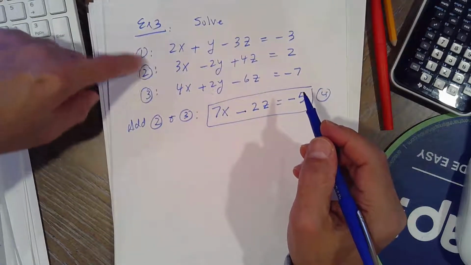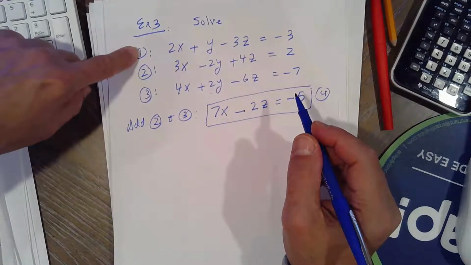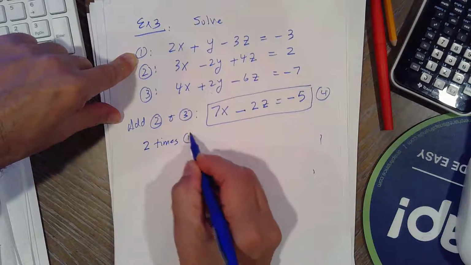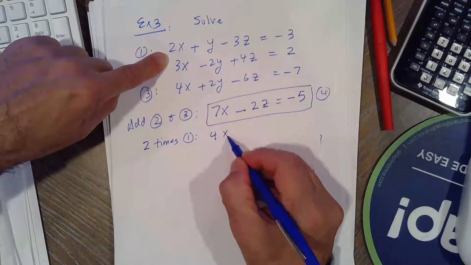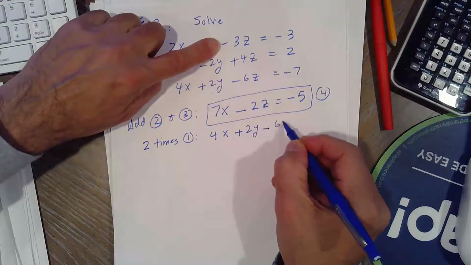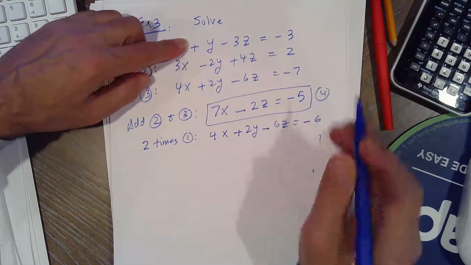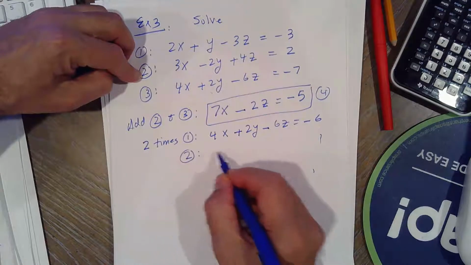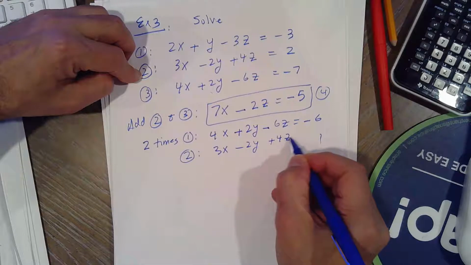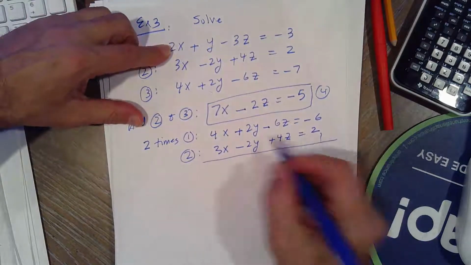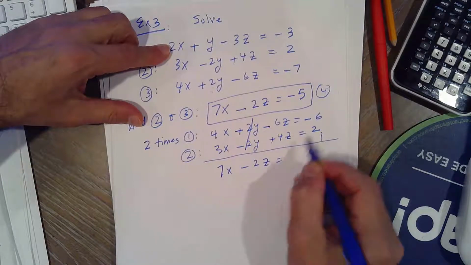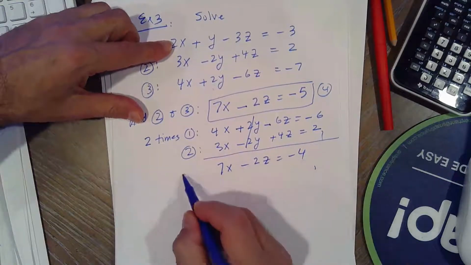Now I'm going to eliminate y using 1 and 2. First, times equation 1 by 2. So 2 times 2x, 2 times y, 2 times negative 3z, and then 2 times negative 3. And then we're going to add it to equation 2: 3x minus 2y plus 4z is 2. That's 7x minus 2z, negative 6 plus 2 is negative 4. So this is equation 5.